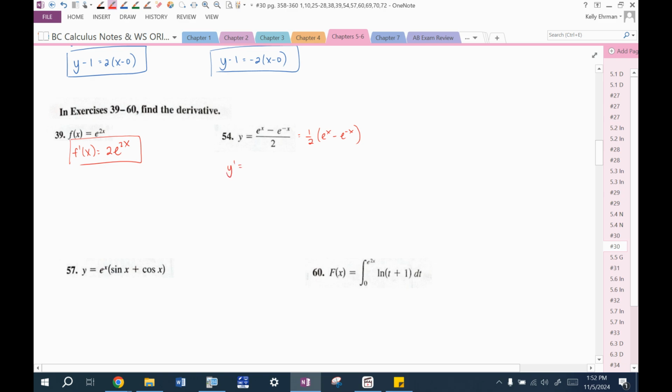So what would y prime be? So 1/2. And then in here, the derivative of e to the x is e to the x, minus the derivative of e to the negative x, which is negative e to the negative x, because it's e to the negative x times the derivative of negative x. And we should clean that up. Y prime is equal to e to the x plus e to the negative x over 2.